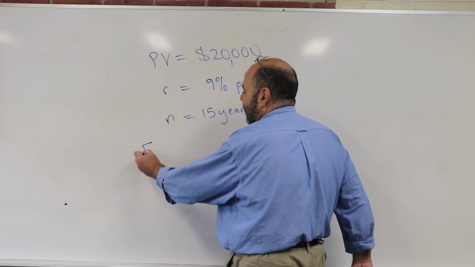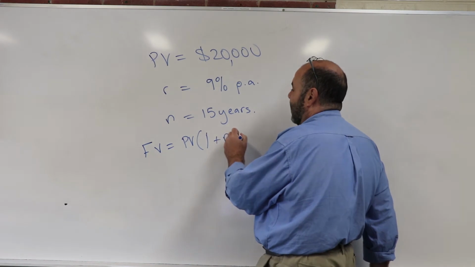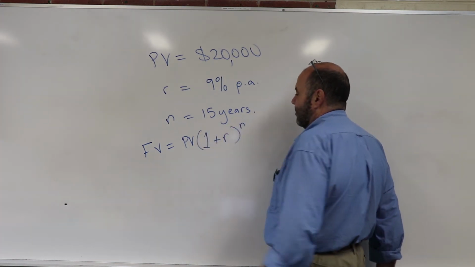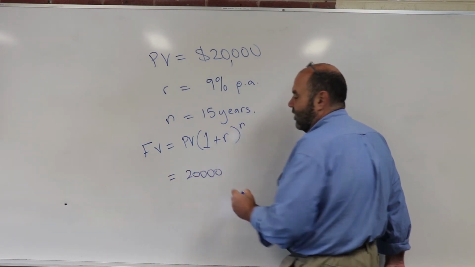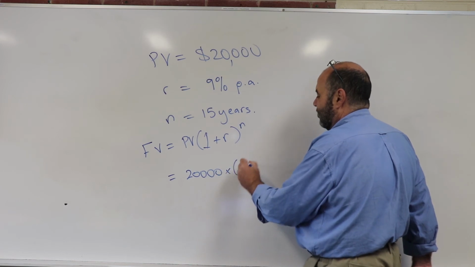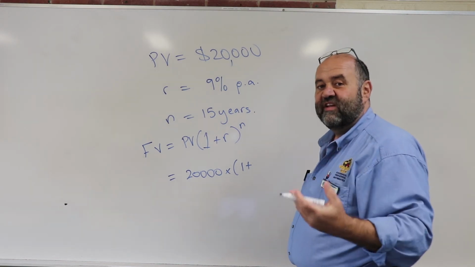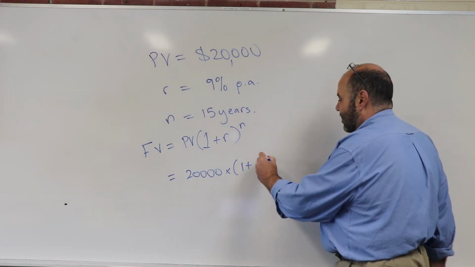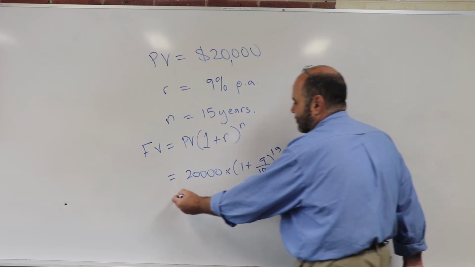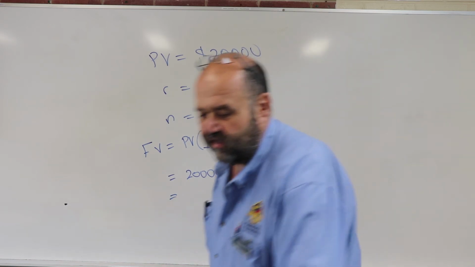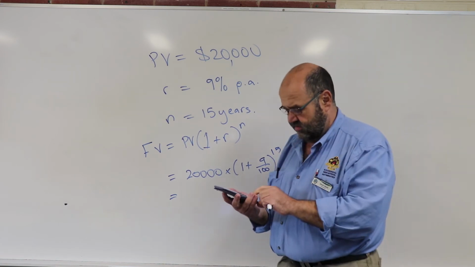So we know that our future value is our present value times (1 plus r) to the power of n. So in other words, we've got 20,000 times 1 plus, now remember, our interest rate cannot be a percentage, it must be a fraction or a decimal, 9 over 100, to the power of n, which is 15. We grab our calculator.